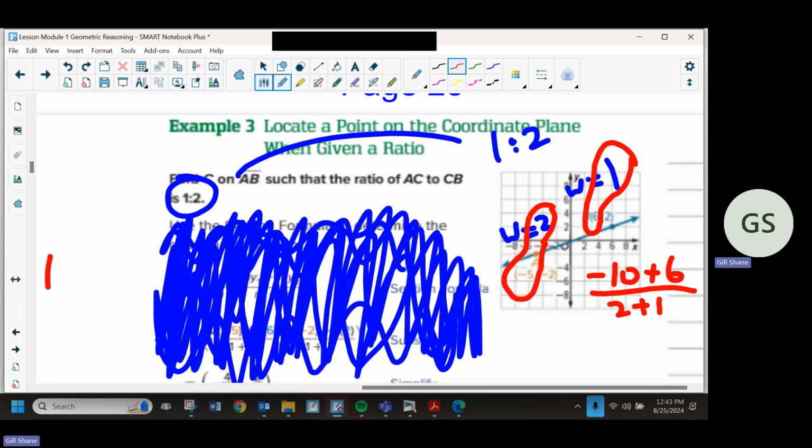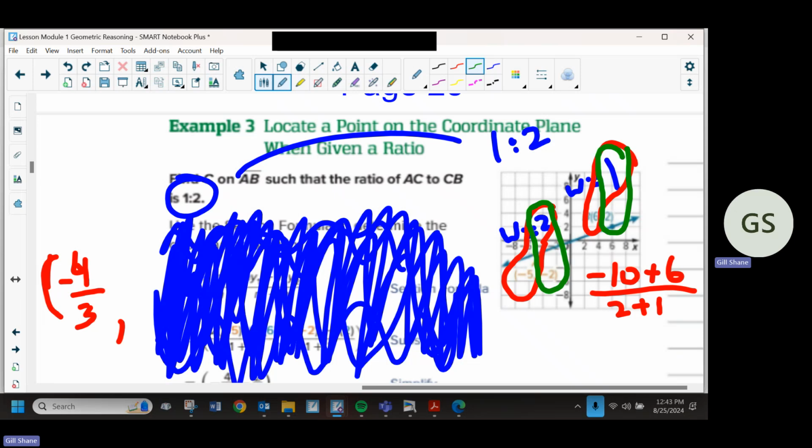My final answer is, again, negative, I'm going to leave it as a fraction. If you used a calculator and converted it, you get -1.33333 forever. So now I need to do the same thing with the y values. So I circled the weight again, but now with the y values. Circle the weight with the y value.